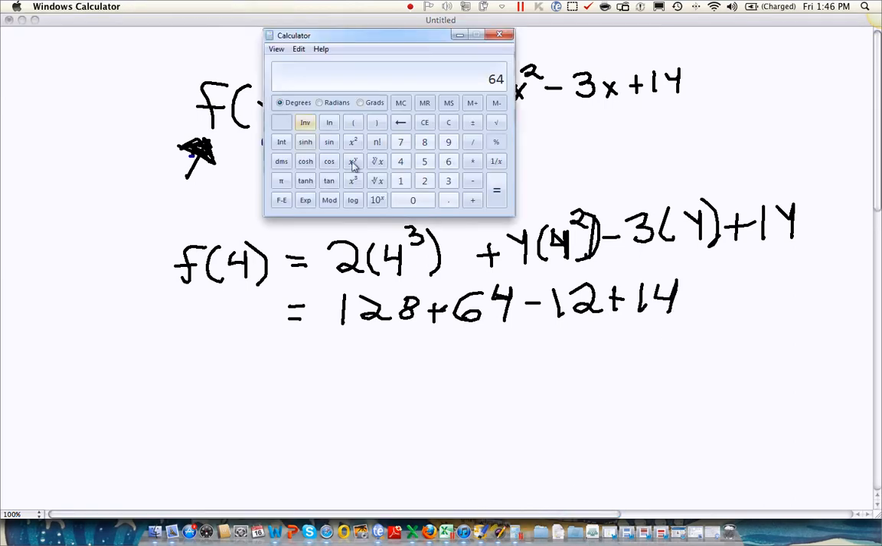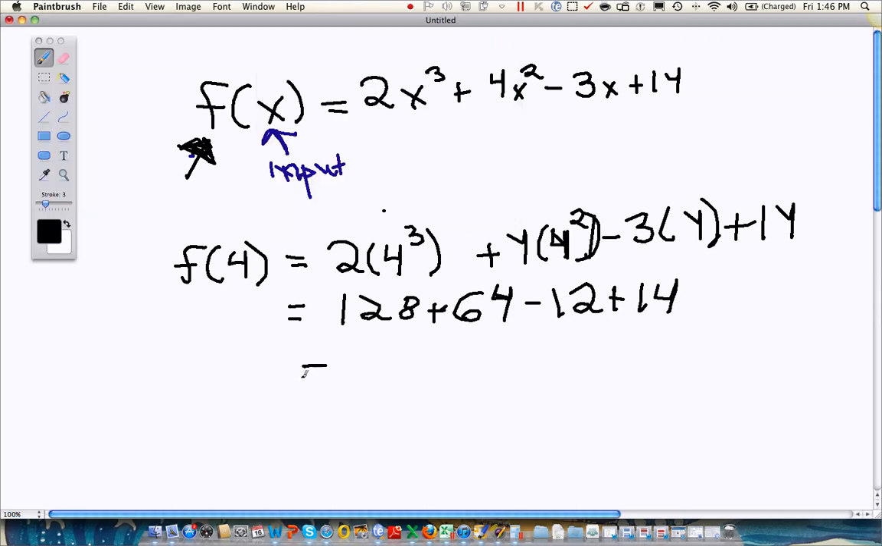I just get really wary of putting it all in at once, because if you do make an error putting something in, or if you don't follow the order of operations correctly, you do end up with an incorrect answer. So we want to try and avoid that. Okay? And what we get out is 194.